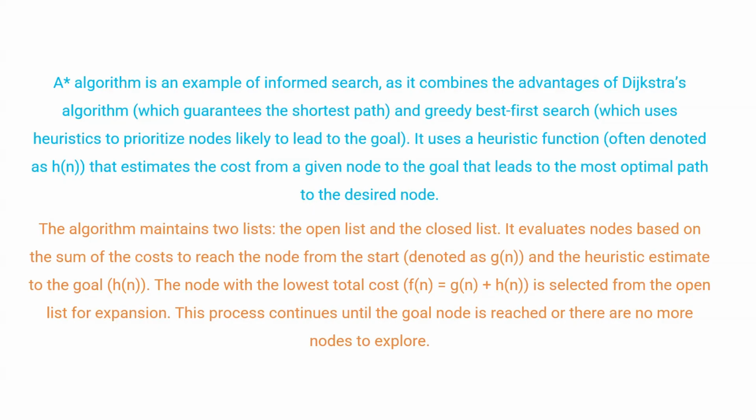Consistent is a stronger condition than admissible: the estimated cost from a node n to the goal should be less than or equal to the cost of moving from n to a neighbor of n plus the estimated cost from that neighbor to the goal state. The A-star algorithm always selects the node with the lowest f of n value from the set of nodes to explore next.